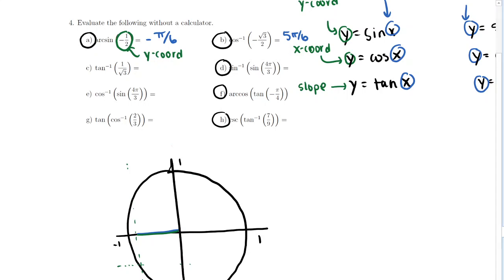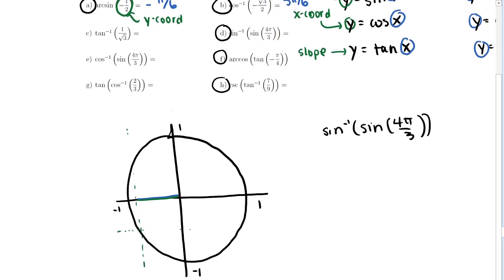Okay, there we go. So here, let's evaluate this expression inside out. We've got sine inverse of sine of 4 pi over 3. So sine of 4 pi over 3, well, 4 pi over 3 is here, right? It's pi over 3 past pi. In other words, 60 degrees past 180 degrees.